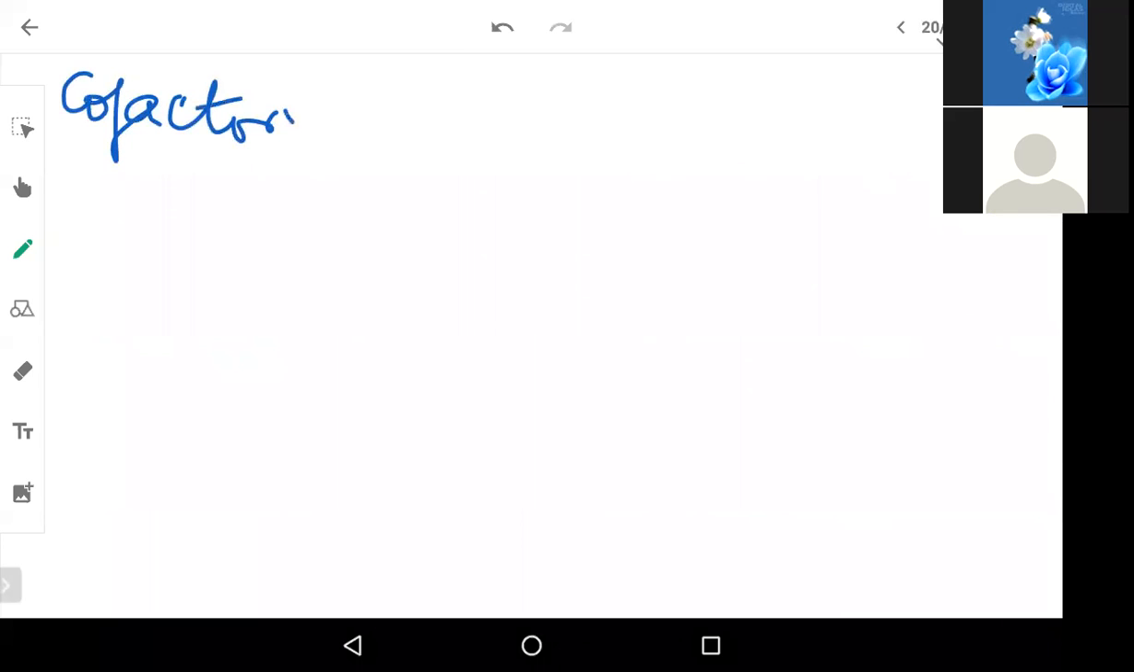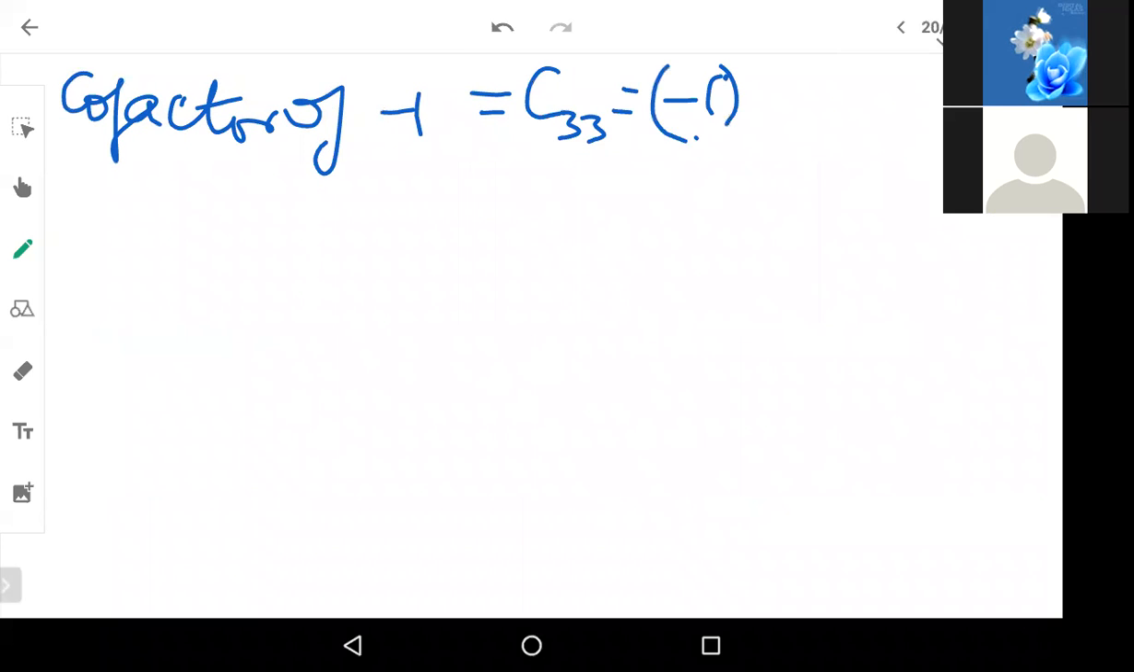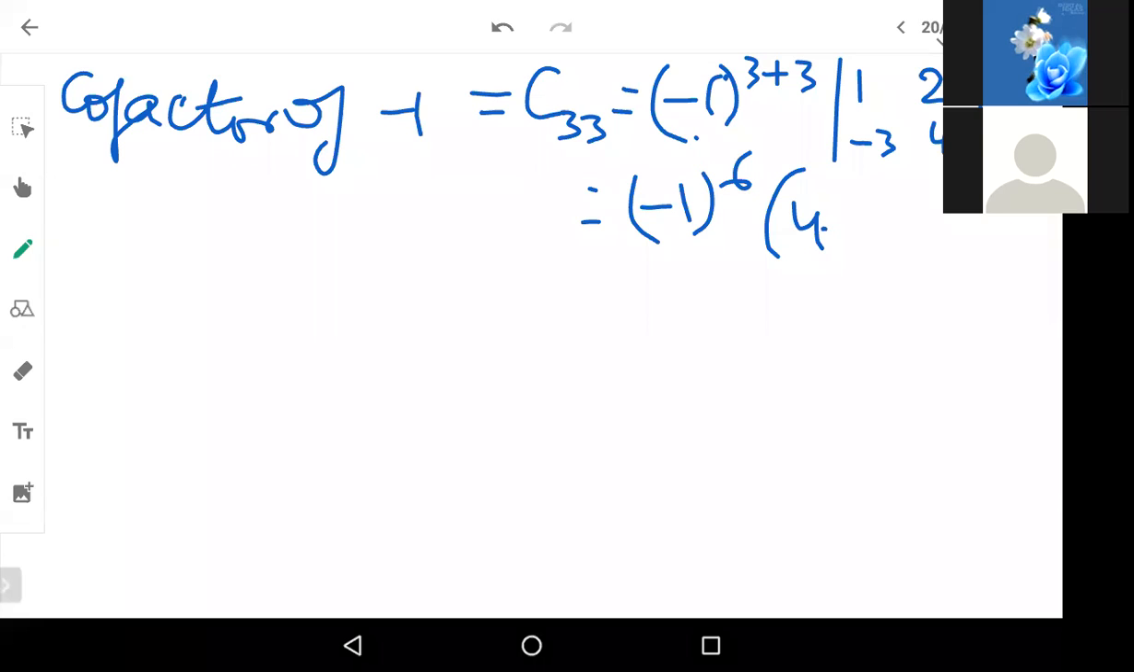Cofactor of minus 1 is equal to third row, third column. So minus 1 to the power 3 plus 3 and the minor 1, 2 minus 3, 4 is equal to minus 1 to the power 6 into 4 ones are 4 plus, because minus into minus. Let's write like that. Minus 6. So 1 into 4 plus 6, which is nothing but 10.